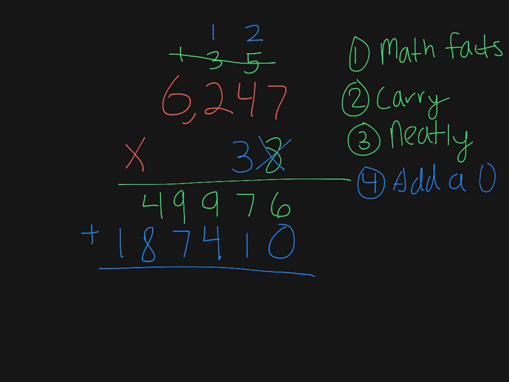Now let's add this up. 6 plus 0 makes 6. 7 plus 1 makes 8. 9 plus 4 makes 13. Carry the 1 up top. 1 plus 9 makes 10. 10 plus 7 makes 17. Carry it over. 1 plus 4 makes 5. And 5 plus 8 will be 13. Carry the 1. 1 plus 1 makes 2. So put a comma. Our final product is 23,000. Oops, I put the wrong comma. It will be 237,386.